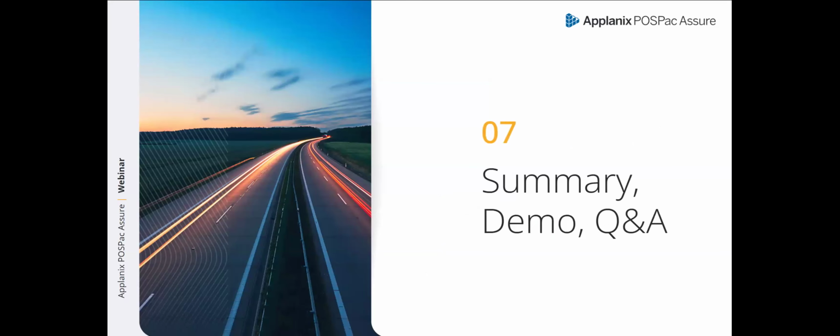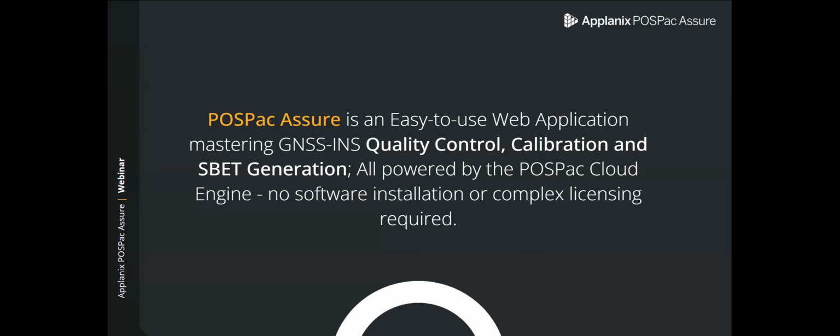So that brings me to the summary, and then we go over to the demo session. POSPac Assure is an easy-to-use web application mastering GNSS-INS quality control, calibration, and aspect generation. And it's all powered by the POSPac Cloud engine. So there's no software installation or any complex licensing required.